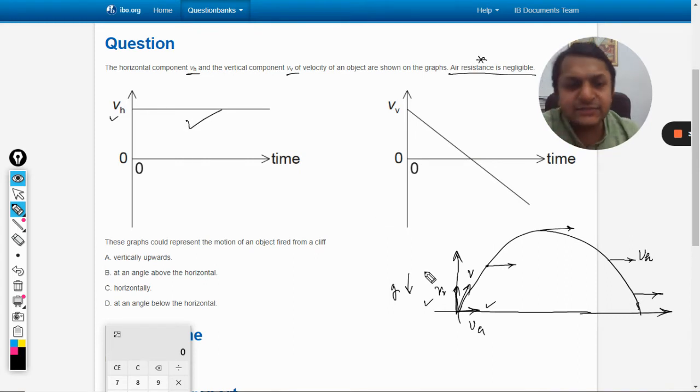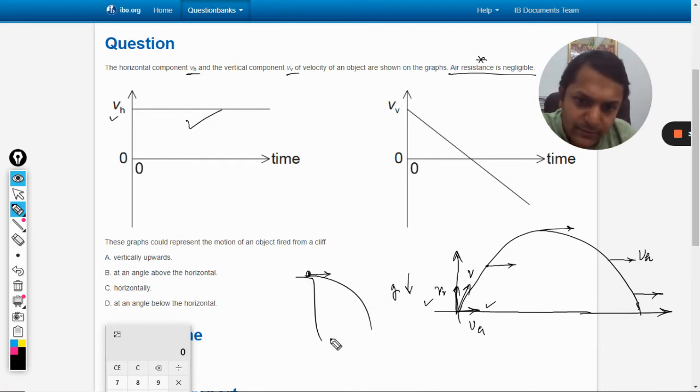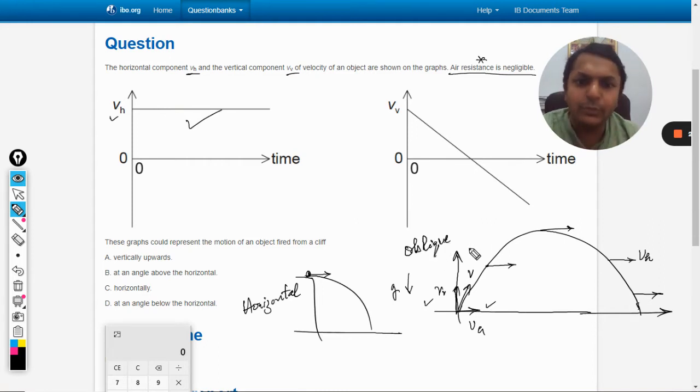So this thing is perfectly correct for an oblique projectile. This is known as oblique projectile, but it is correct for the horizontal projectile also. What is horizontal projectile? This one. This is known as horizontal projectile, and that one is oblique projectile.